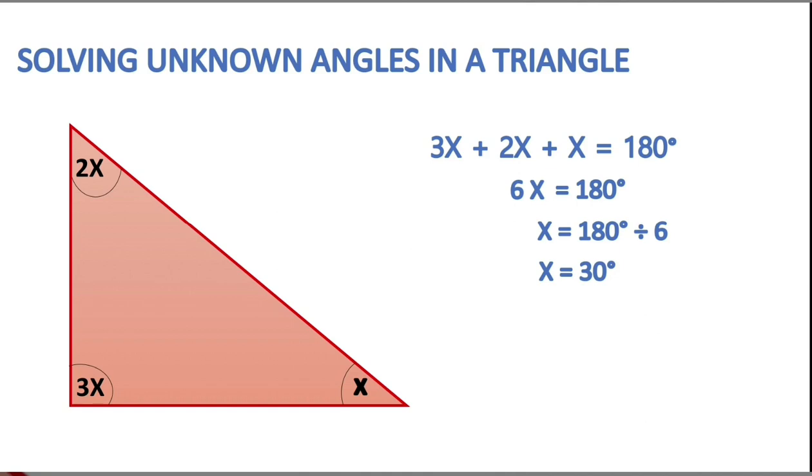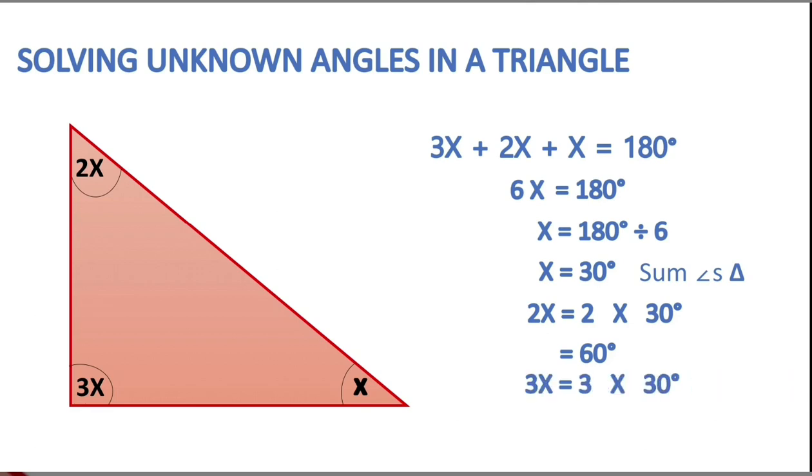So, if x is equal to 30 degrees, 2x will be equal to 2 times 30 degrees, which is equal to 60 degrees. Therefore, 3x will be equal to 3 times 30 degrees, which is equal to 90 degrees. So, I solved for x, 2x, and 3x using the rule, the sum of angles in a triangle.